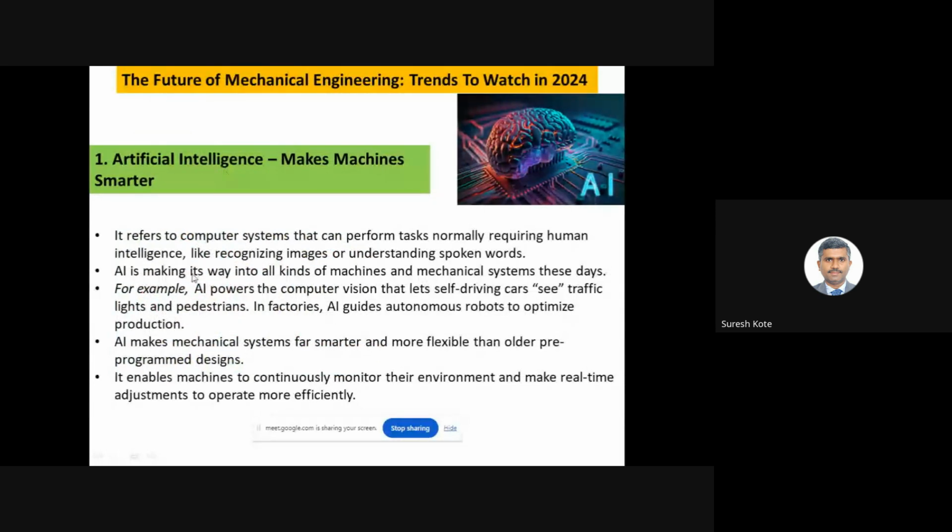Artificial intelligence: everybody knows the changes which are happening due to artificial intelligence. Even you can include this scope in mechanical systems. AI is making its way into all kinds of machines and mechanical systems these days. For example, AI powers the computer vision that lets self-driving cars see traffic lights and pedestrians. AI guides autonomous robots to optimize production. So there are so many things to explore with the help of artificial intelligence in the field of mechanical engineering for efficient operation.